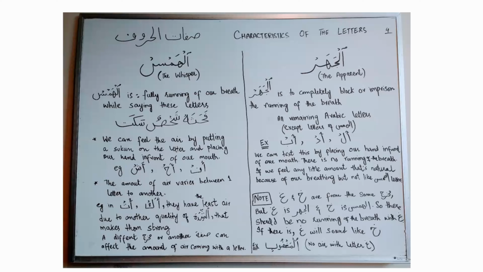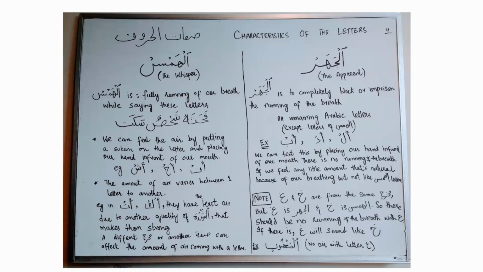Another example could be letter sin and letter za. Letter sin is a letter of Hams, while letter za is a letter of Jahr. Both of them come from the same makhraj. If I want to recite the word anzalna, you can hear that there is letter za after letter noon, and as we know, it is a letter of Jahr. So I need to imprison the running of the breath with this letter. But if I add Hams with this letter, it will sound something like this: ansalna. And this is wrong. So we need to avoid Hams with letter za because it is a letter of Jahr.